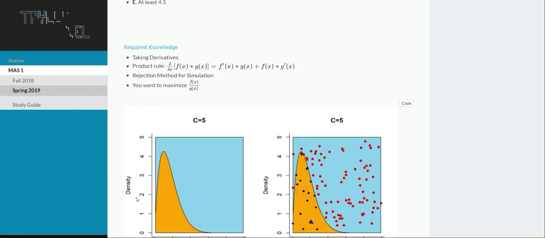Alright, let's see. For this question, things you need to know are, one, just taking derivatives, specifically using the product rule. And second, what the rejection method for simulation is, or I also have specifically here that the function is f of x over g of x and what f and g correspond to.